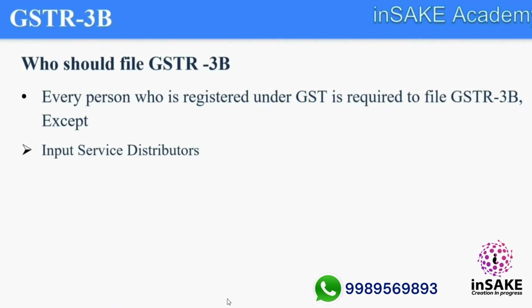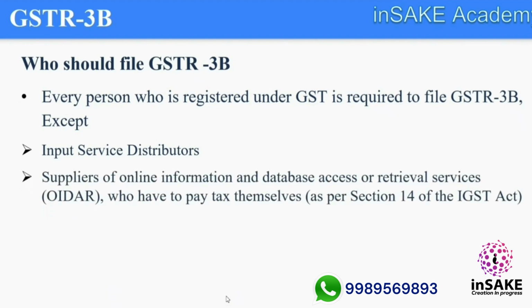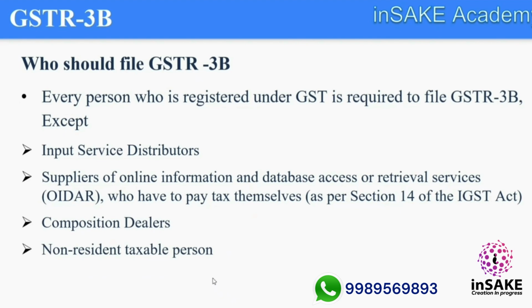One is the input service distributor and the supplier of online information and database access and retrieval services, who have to pay the tax themselves. Next are composition dealers. Composition dealers have to file the CMP 08 on a monthly basis, so they are not required to file a GSTR 3B. A non-resident taxable person has to file the GSTR 5 on a monthly basis.